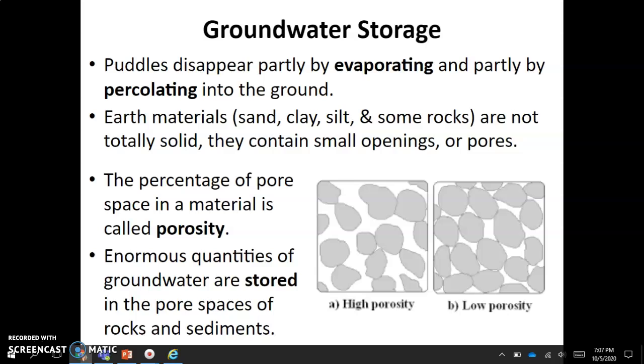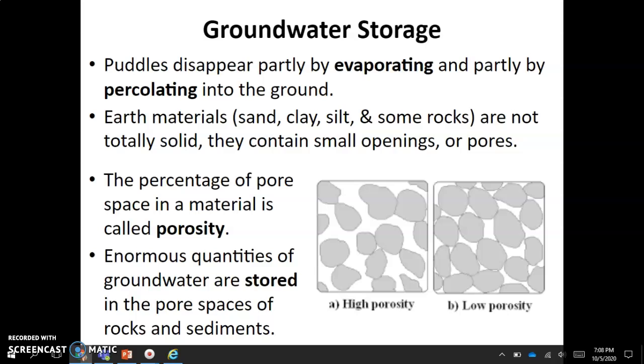So in terms of groundwater storage, remember water becomes groundwater when it infiltrates into the ground and then percolates, which just means it starts to seep further into the ground. So puddles, remember puddles would be considered surface water. They disappear partly by evaporating into the atmosphere, which will eventually condense into clouds, and partly by percolating into the ground. So percolation/infiltration is just the seeping of the water into the ground.